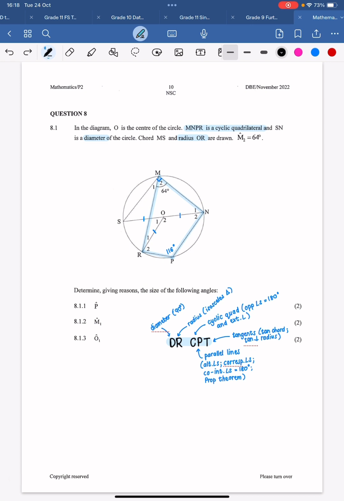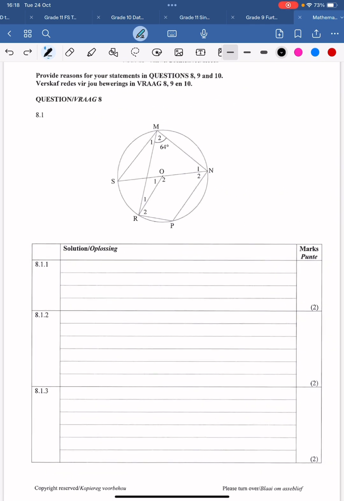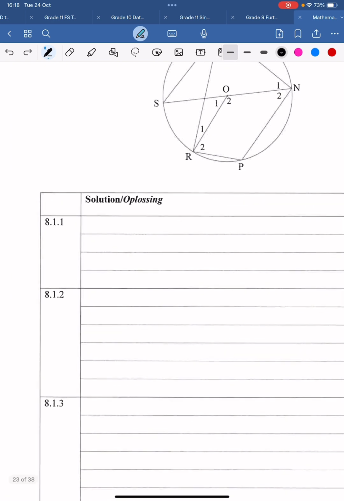So angle P is 116 degrees, and the reason for that is opposite angles of cyclic quad. Now I am sitting at a bit of an awkward angle at the moment, so if my handwriting is not great, please excuse. That is a 2-mark question. They always give you 1 mark for the value and 1 mark for the answer. I've marked paper 2 for 7-8 years now, so I can also give you guys tips on how you will get marks.